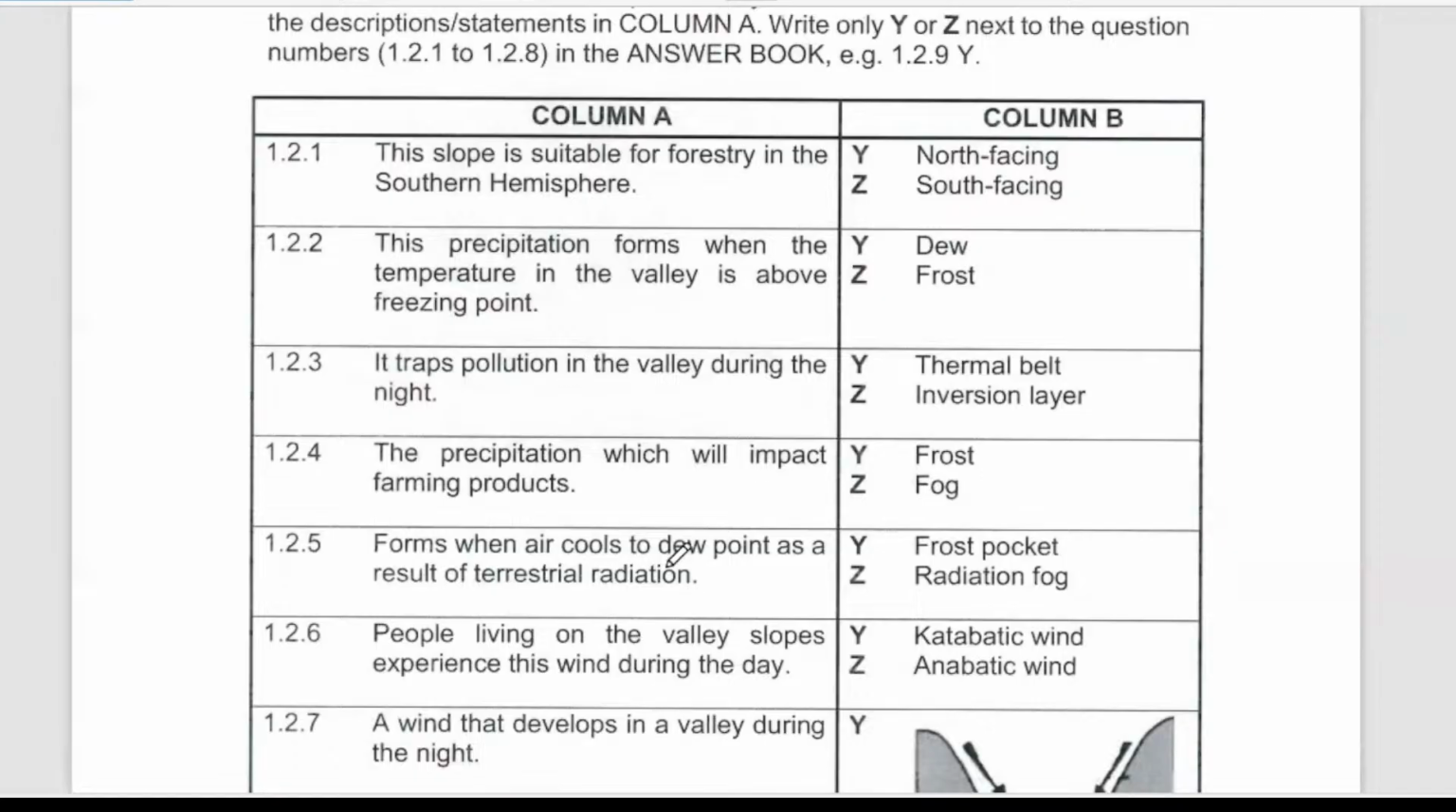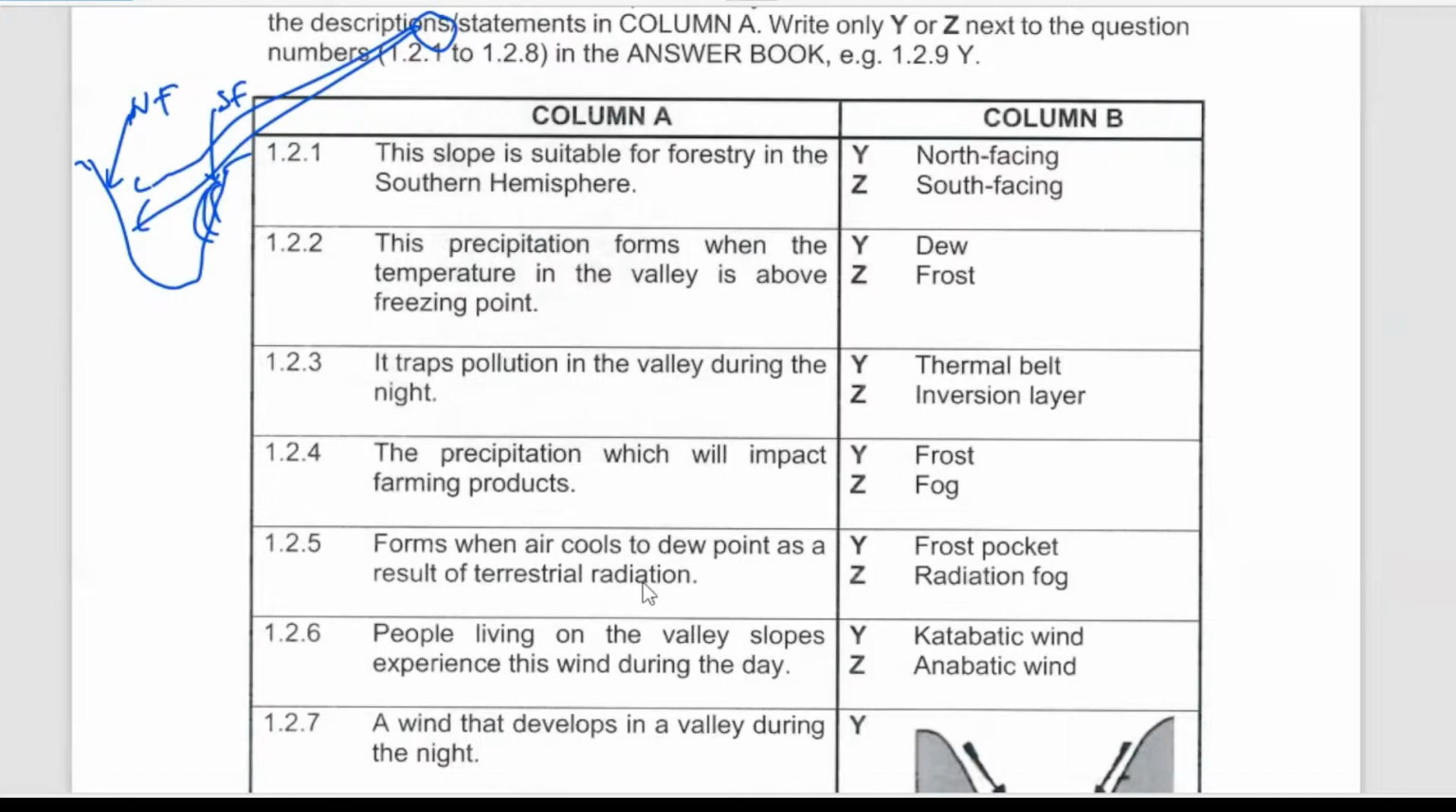Right, number 121, it says this slope is suitable for forestry in the southern hemisphere. When we're talking of slope aspect, remember the concept of slope aspect, we are looking at the orientation of slopes. If this is a southern hemisphere slope, we are saying this side is our north-facing slope and this side is our south-facing slope. Because of the position of the sun, mainly during the winter season, the sun is always lower in the atmosphere, implying that this part of the slope is the one that receives insolation, which is our north facing, while this part here is facing away from the sun.